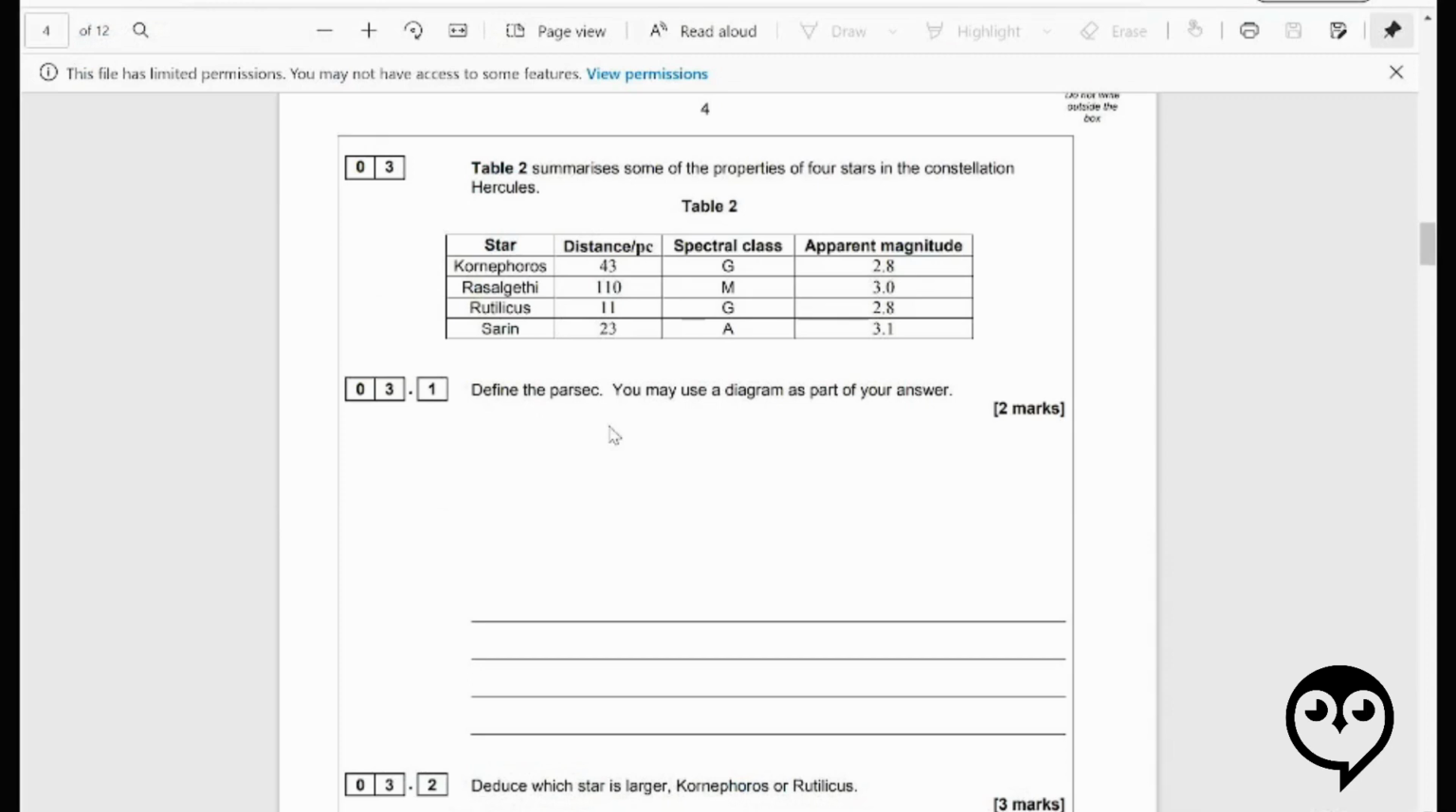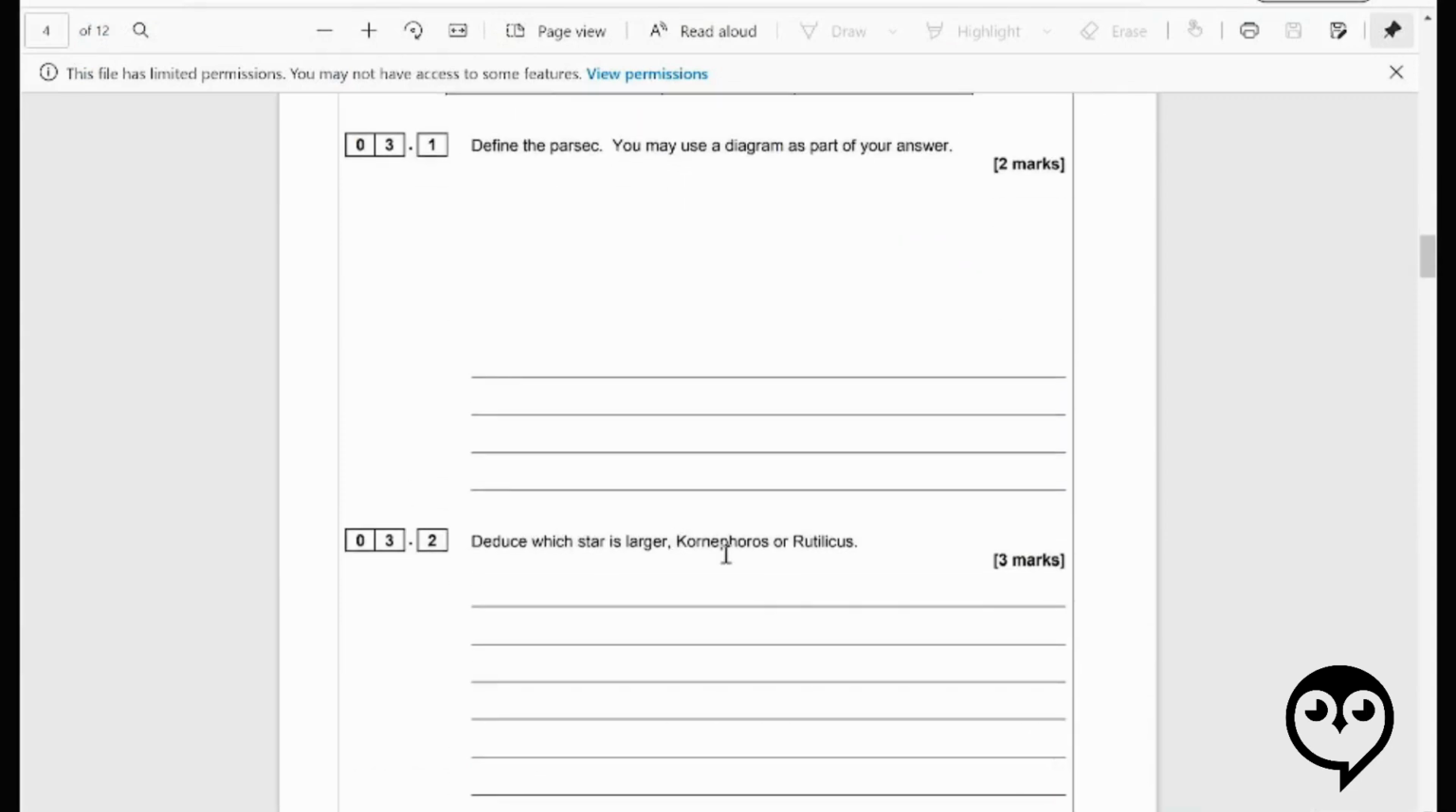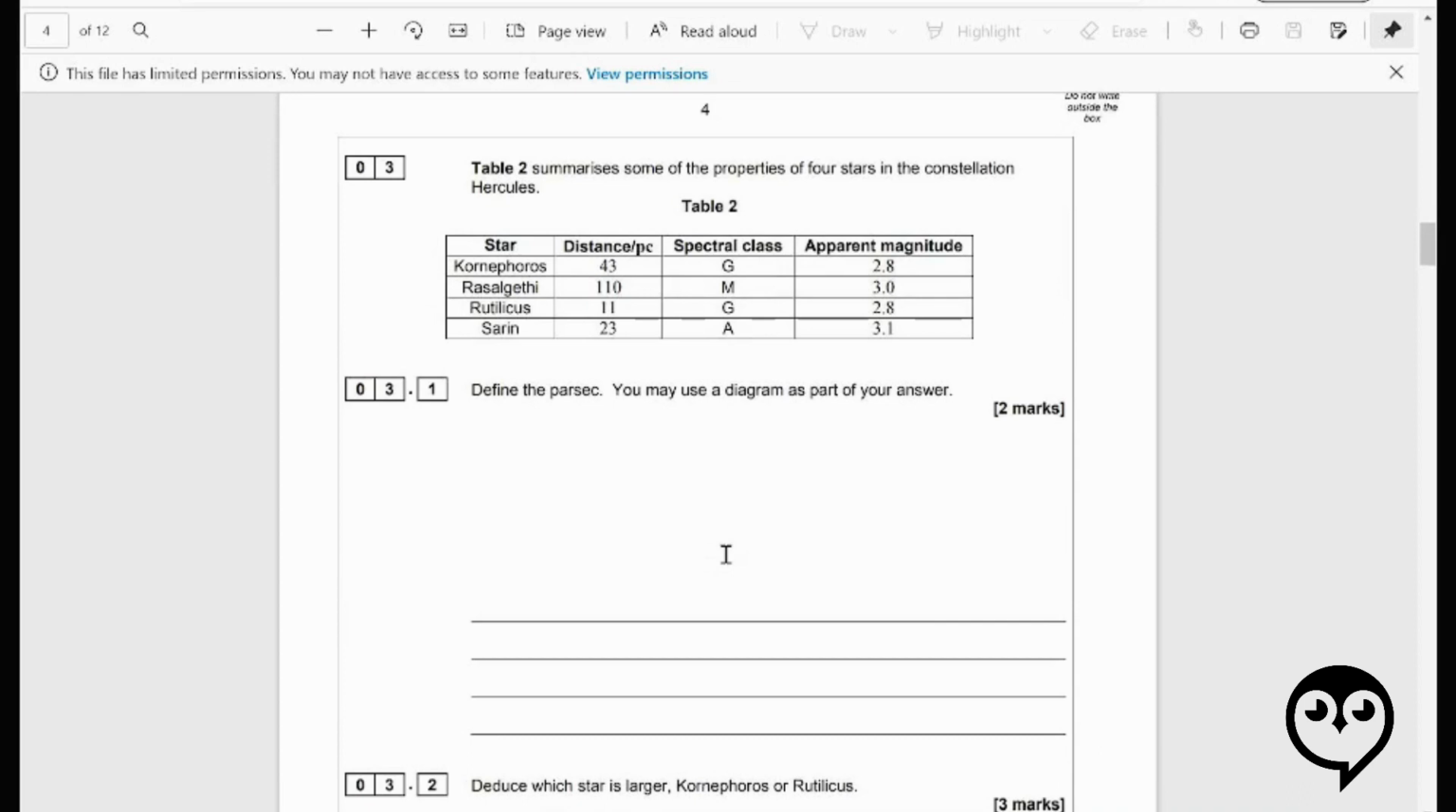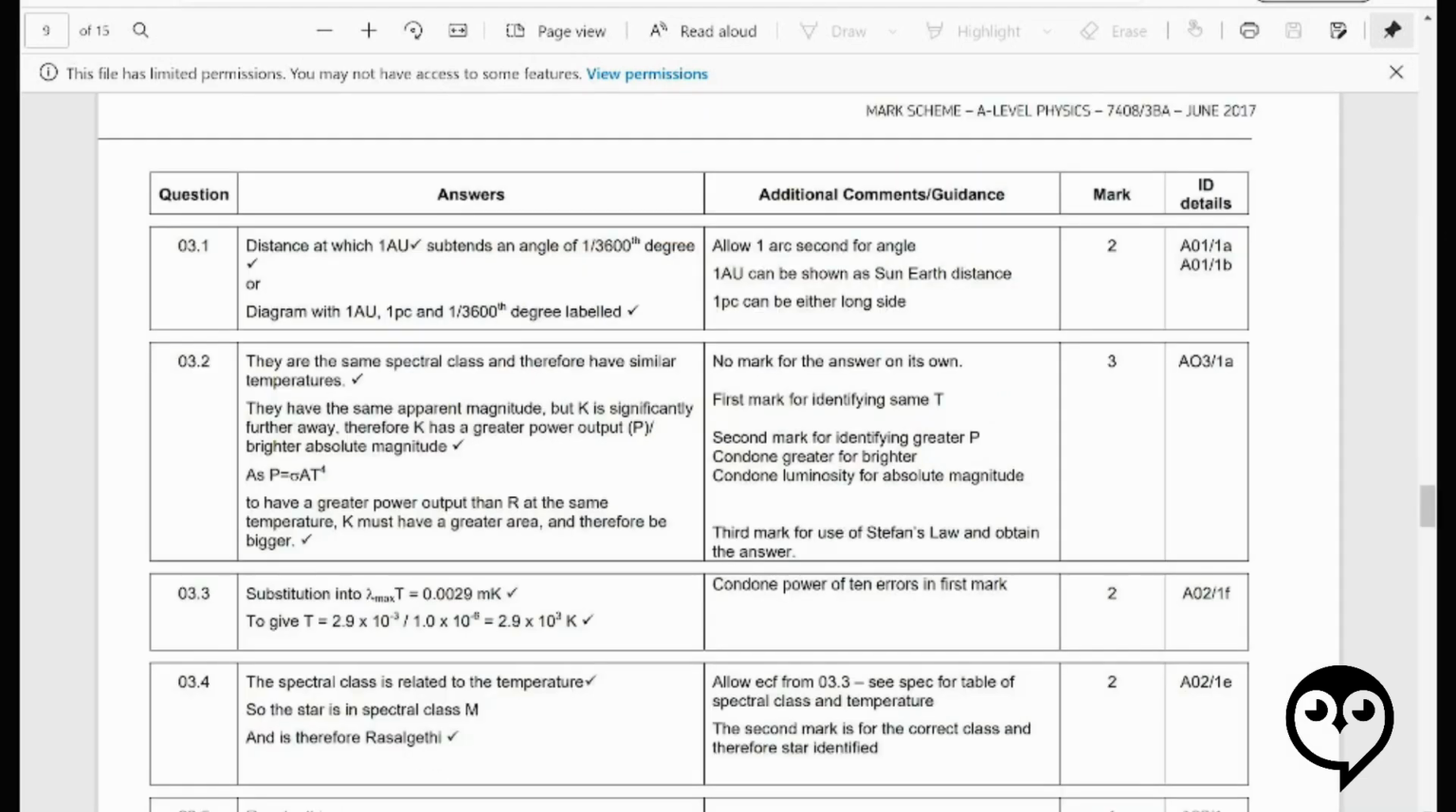I'm sure if this is in your syllabus, you know how to answer this. Deduce which star is larger, Corniforus or Rutilicus. Okay, they seem to have the same apparent magnitude, same spectral class. All things being considered, they should have the same brightness, okay? But one of them is further away. It's further away and still has the same apparent magnitude. I would therefore say that Corniforus is larger. Let's check in with what they say so far.